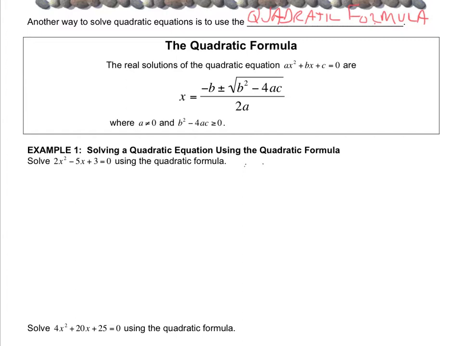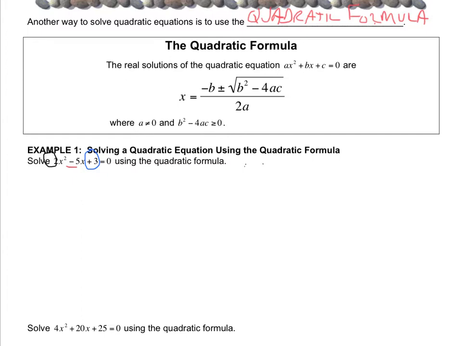So here we are in example 1. We're going to use the quadratic formula to solve this quadratic, 2x squared minus 5x plus 3. A couple things we do want to notice is that we are in standard form. We know that our a value is the 2, our b value is the negative 5, and our c value is the 3. So we have to keep that in mind when we plug it in.